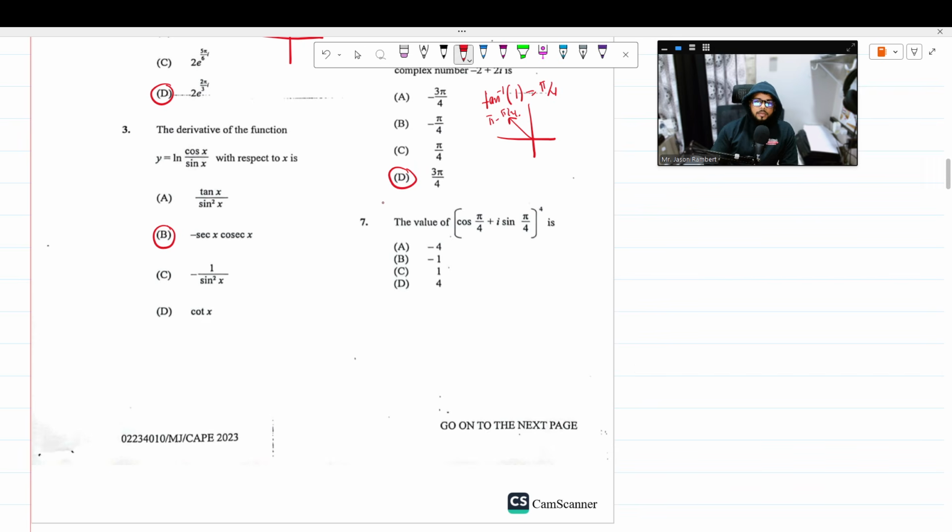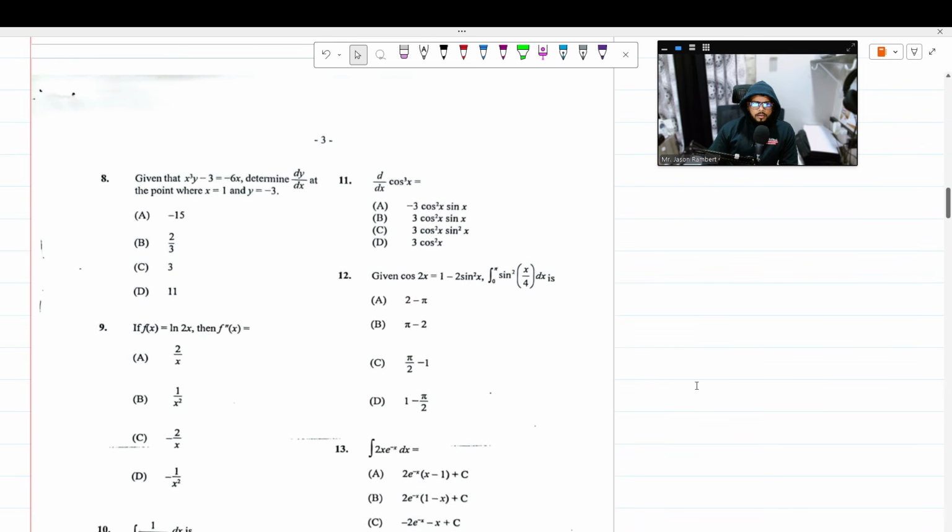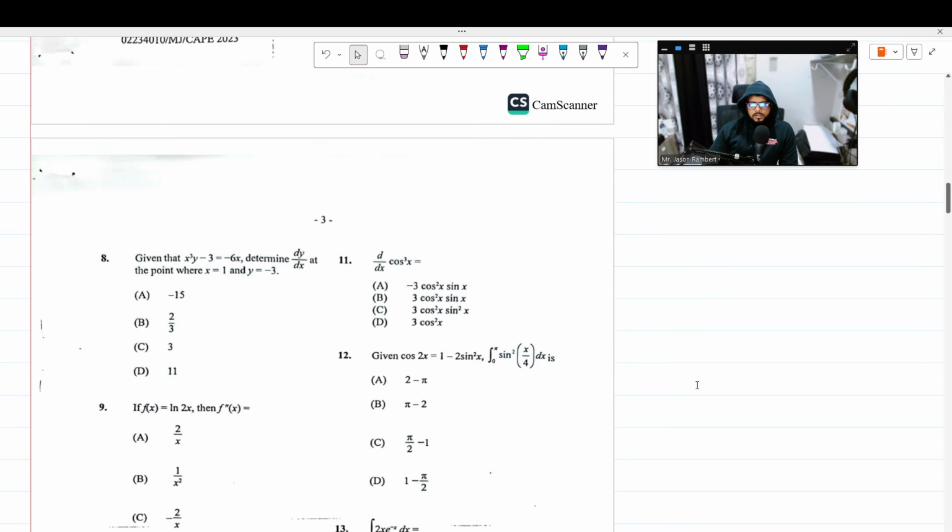This, yet again, is another repeat question. The answer for this would have been B. Yet another repeat question. I can't remember what the answer for this one is, but let me go through it.